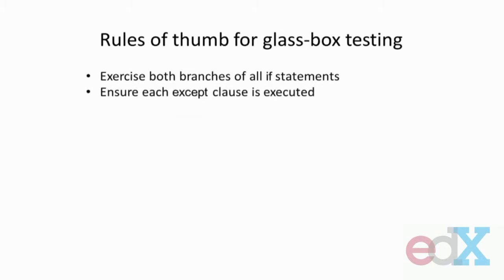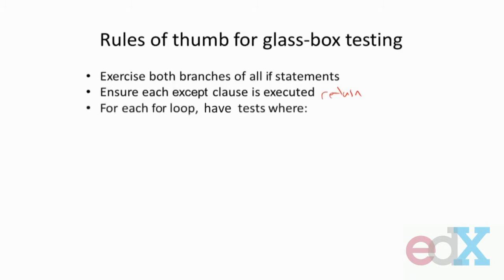Okay, so what can we do with this? Well, here's some simple rules of thumb. In a second, we're going to get to an example, but here's some rules of thumb for how you do good glass box testing. First, make sure that both branches of all if statements are checked. I just did that in that particular case. Similarly, ensure that every except clause is executed. We're going to return to this. We haven't talked a lot about excepts, or exceptions, but it's the same idea. Every time I've got an exception, make sure I actually test that.